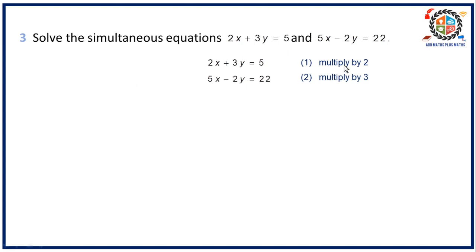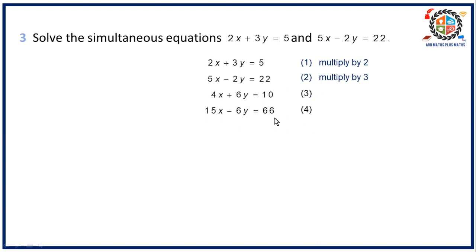Okay, it says multiply by 2 the first equation. So he is suggesting that we make the numerical coefficient of y the same number, but with different signs. Okay, multiply by 3 for the second equation. So you'll end up with this. So you'll have now new equations over here.